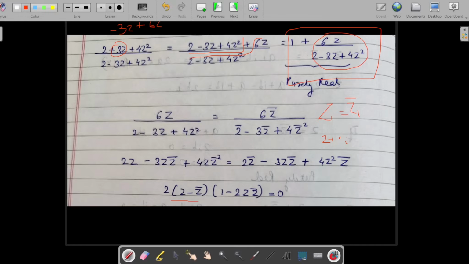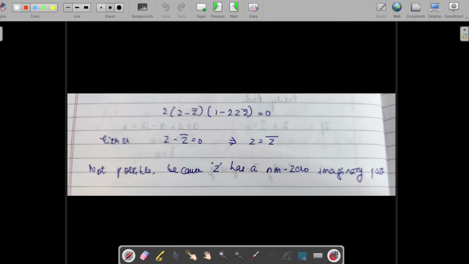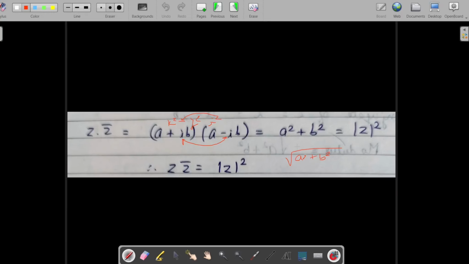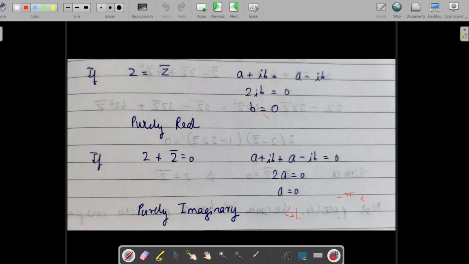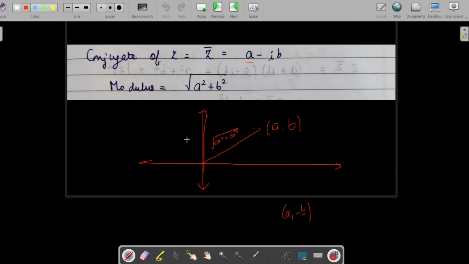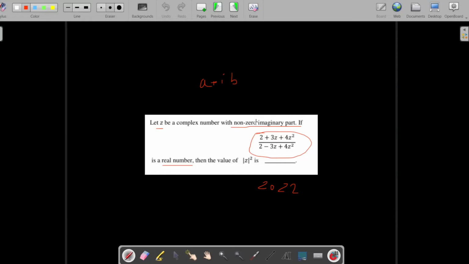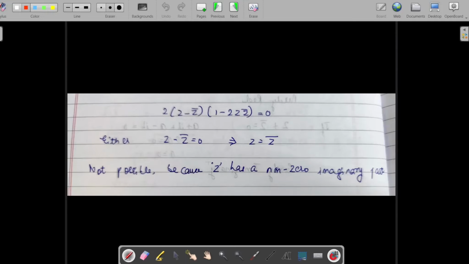Now, so we have two factors. Either one of these can be equal to 0. So the first thing is either z minus z bar is equal to 0, which implies z is equal to z bar. But remember, the original complex number z has a non-zero imaginary part. So this means we cannot have this condition. z cannot be equal to z bar. Otherwise, it would have been a purely real complex number, but that's not the case. So because it has a non-zero imaginary part, z equal to z bar cannot be true. So this factor cannot be 0. So we will have to look into the other factor.